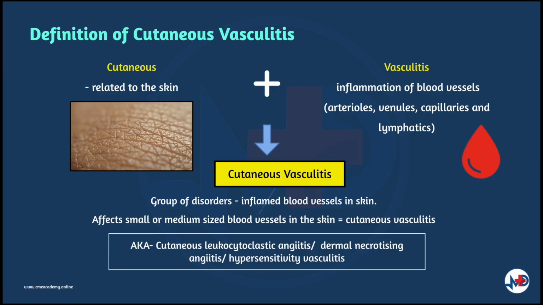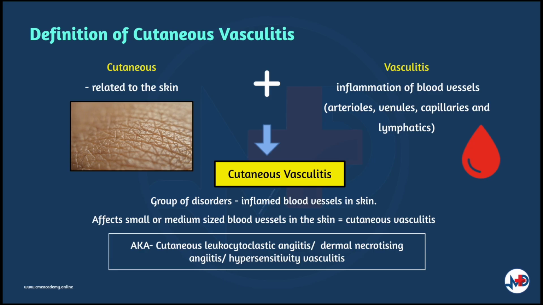Let's get started. Before we begin, there are a few other terms that may be used interchangeably with cutaneous vasculitis, which are cutaneous leukocytoclastic angiitis, dermal necrotizing angiitis, and hypersensitivity vasculitis. To understand the definition of cutaneous vasculitis, let's break down the terms. Cutaneous, as we know, means that it is related to the skin, whereas vasculitis is the inflammation of the blood vessels like the arterioles, venules, capillaries, and lymphatics.